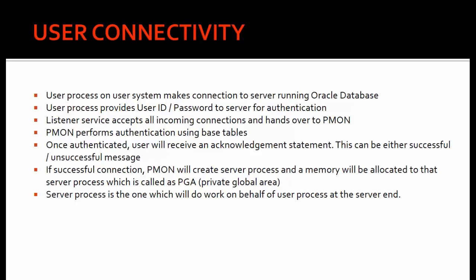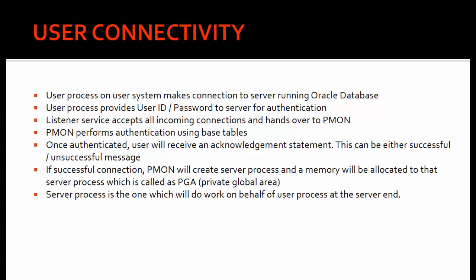Next, once authenticated, the user will receive an acknowledgement statement. This can be either a successful or unsuccessful message. If the user ID and password provided are correct, the connection will be successful. If not, then definitely there will be an error message. Next, if the connection is successful, PMON will create a server process and memory will be allocated to that server process, which is called the PGA, Program Global Area. And finally, the server process is the one which will do work on behalf of the user process at the server end.